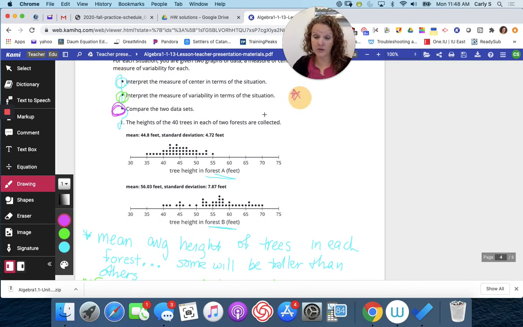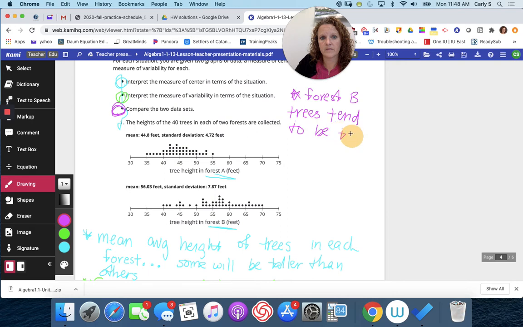Okay, so to compare the two data sets, I have for Forest A a mean of 44.8, Forest B a mean of 56.03. So Forest B has an average height that's taller. So Forest B trees tend to be taller. That would be based on mean.